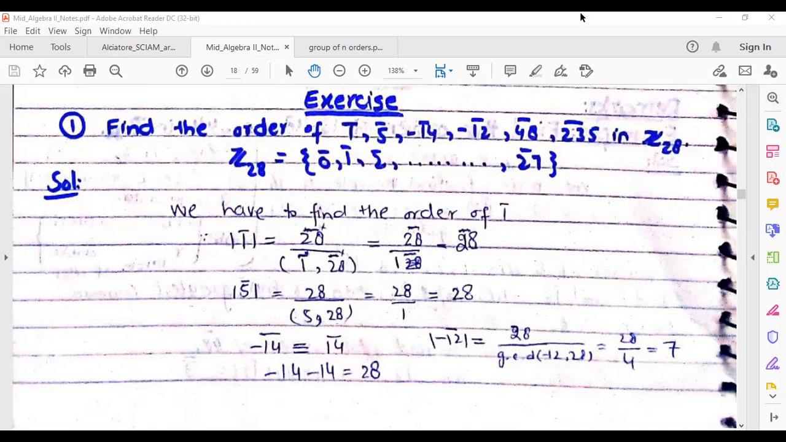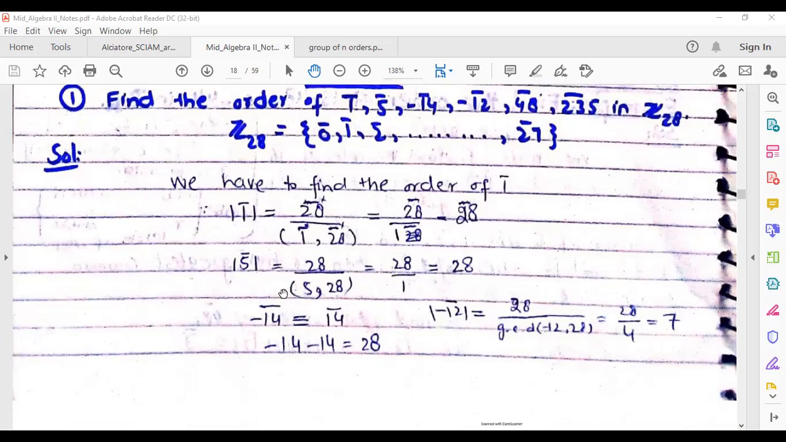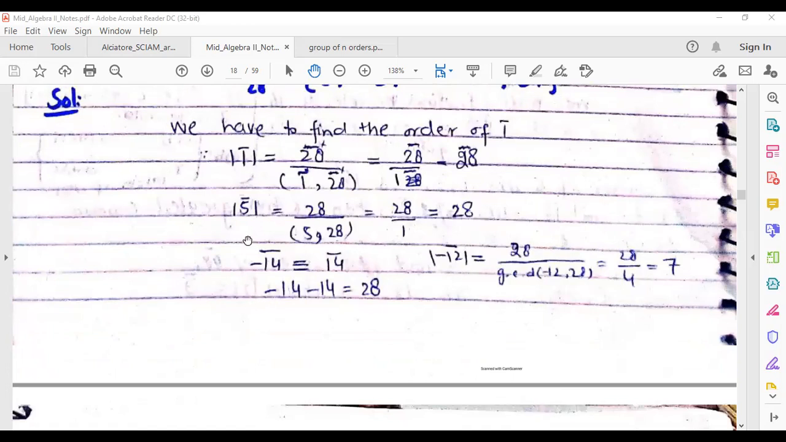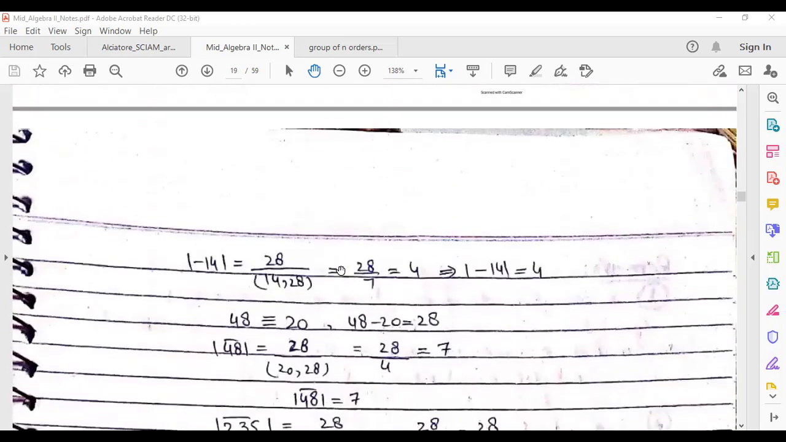Now we have to find the order of 5, so 28 over GCD of 5 and 28. Nothing is common between 5 and 28, so GCD of 5 and 28 is 1, and on the upper side we have 28, and 28 by 1 is equal to 28. So the order of 5 is 28. And similarly, the order of 14, and minus 14 is equal to plus 14, is 28 over GCD of 14 and 28, and 14 is the greatest common divisor. So 28 by 14... 28 by 7, and when we divide 28 by 7 we have 4. So the order of 14 or minus 14 is 4.